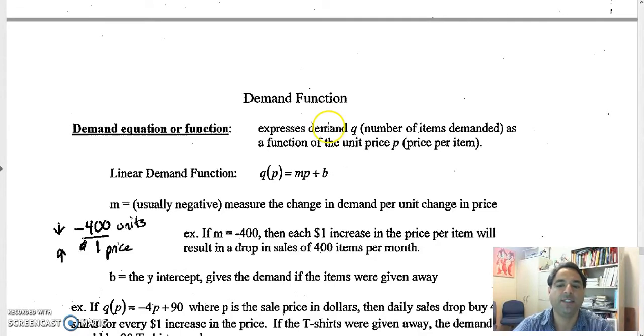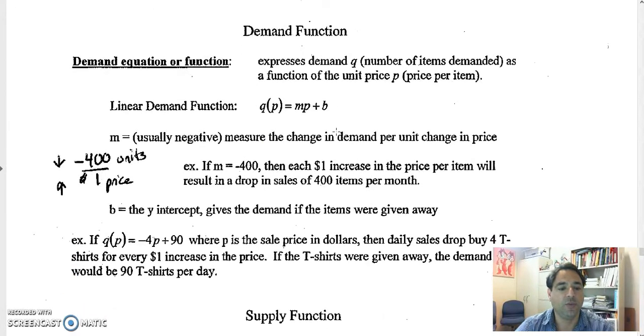So demand expresses quantity, Q, as a function of price. So price determines quantity, which should make some sense. M is usually negative. That's the slope, because the idea is that if you increase the price, you'll decrease the demand. That's why it says usually. The y-intercept is the idea that if everything was given away, if price was 0, how much you'd expect.